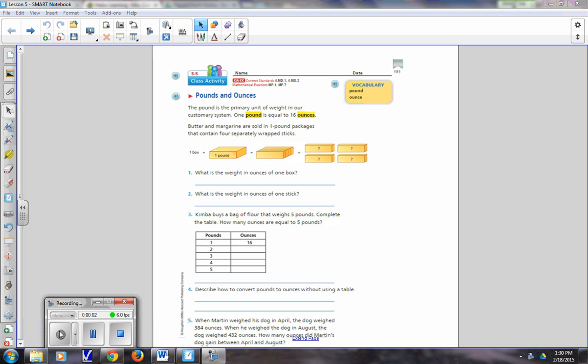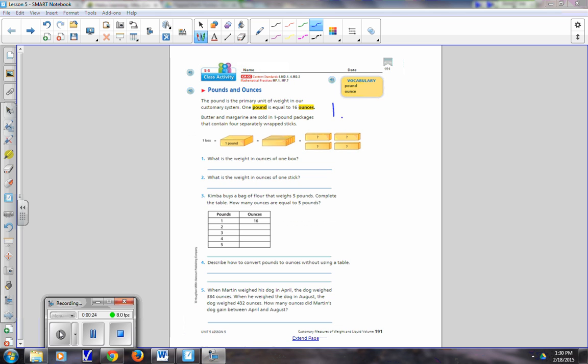All right, moving right along in the customary system, we are going to talk about weight and how we weigh things. We weigh things with pounds and ounces. And the most important line on this, I'm going to write over here, and you can write this on your paper too: 1 pound equals 16 ounces. That's the big conversion that you need to understand.